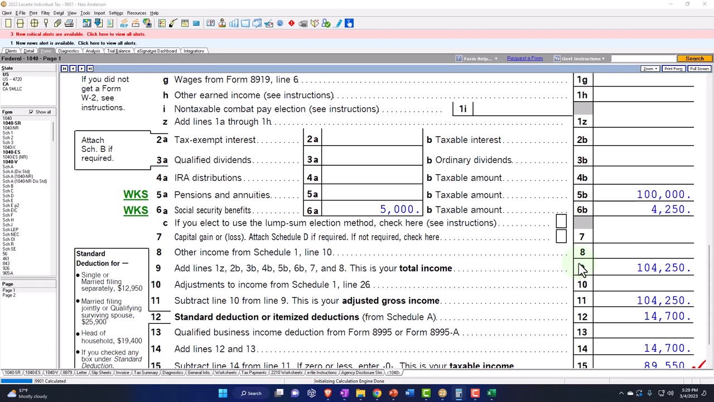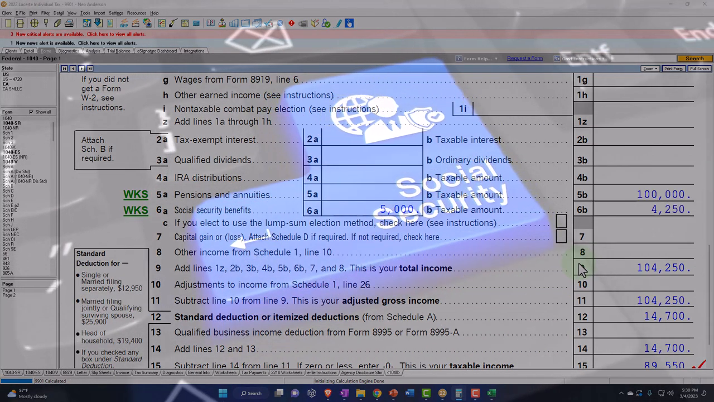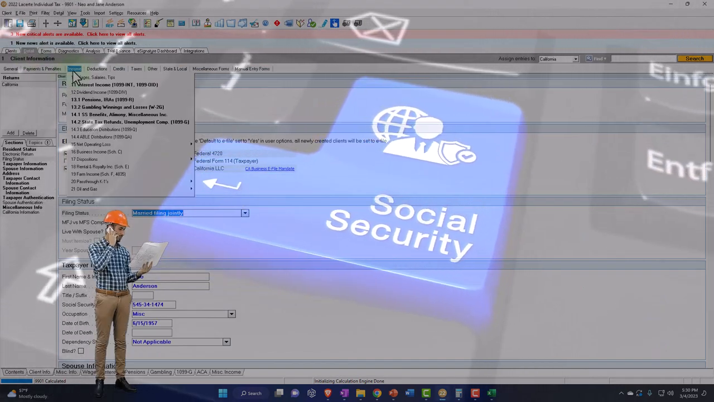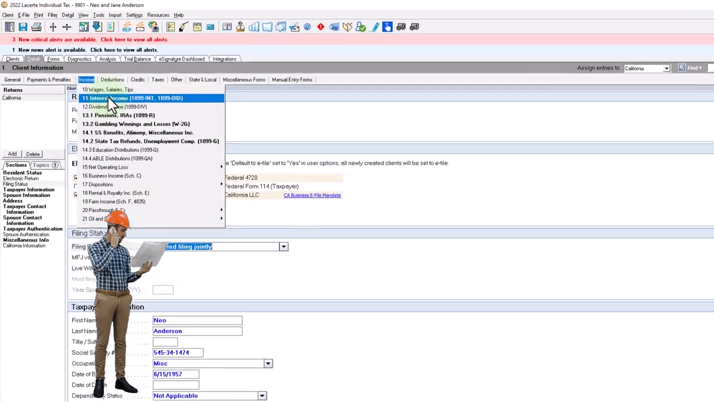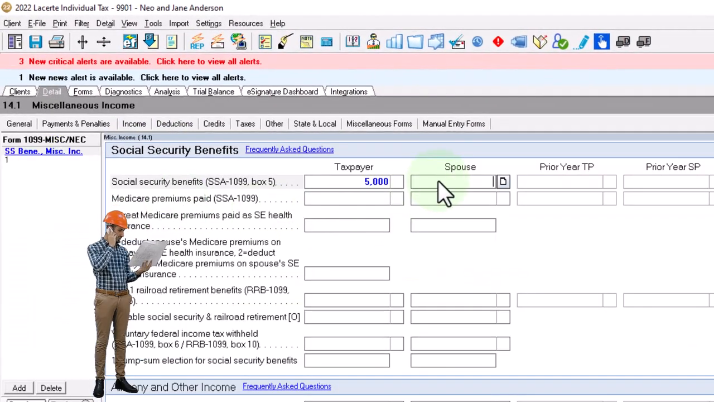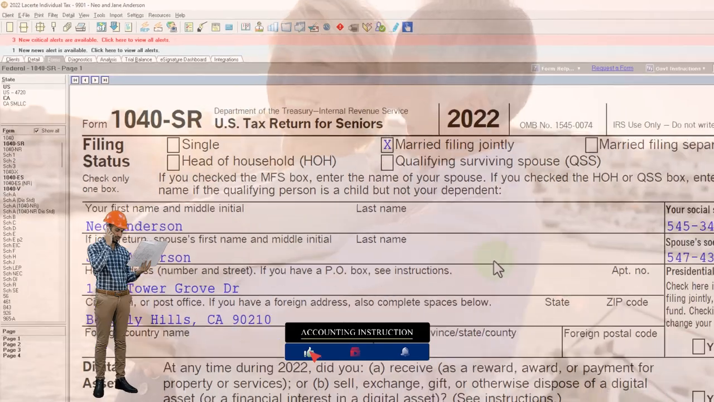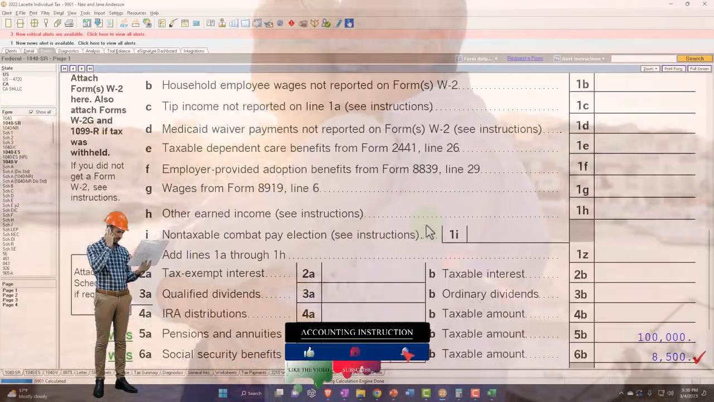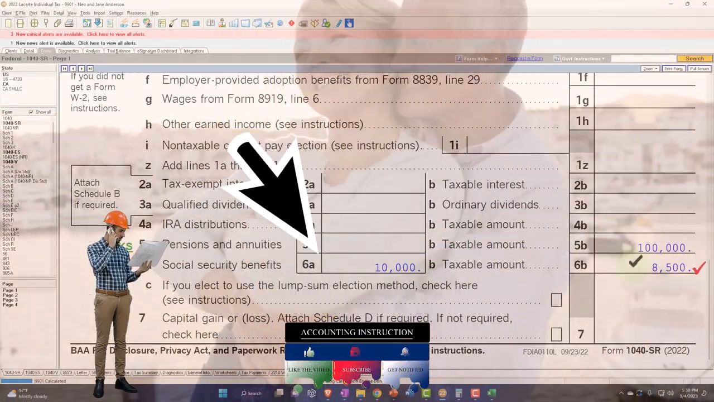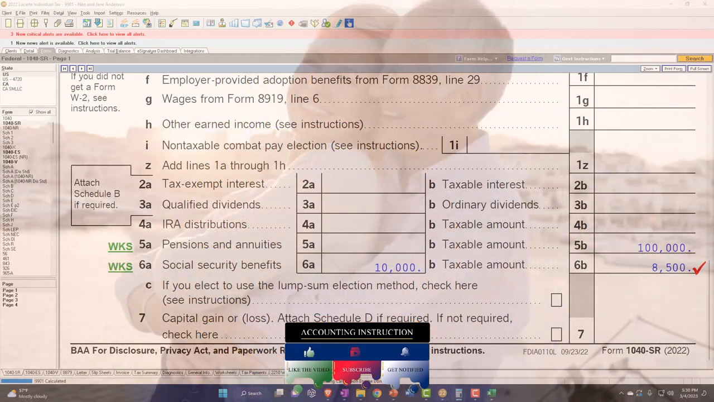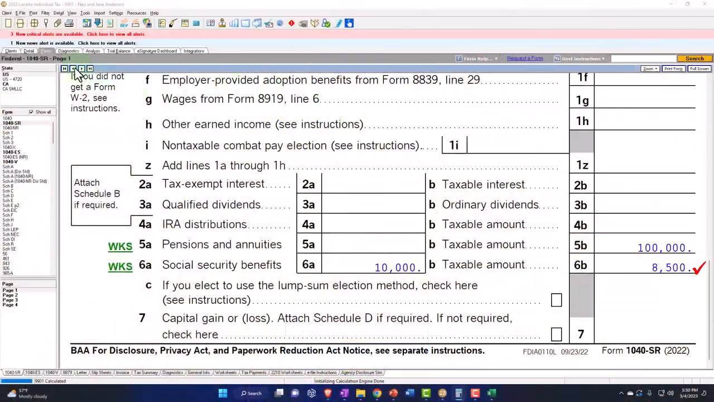Now, if they were a married couple, then of course you might have social security from two people, right? So then I could go back on over and say, now they're married filing joint. And then on the income side, let's say we had the social security benefits, 5,000 from one spouse and 5,000 from another spouse, right? And so now that's going to be pulling in to the box of 10,000, and 85% is being taxed at this point. If they were married, the thresholds will be a little bit different to determine how much will be taxable.